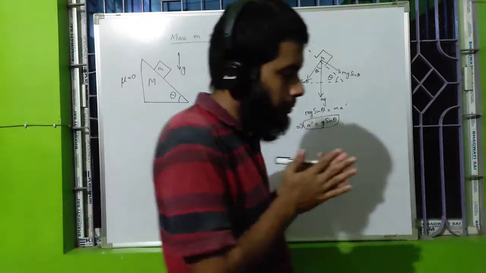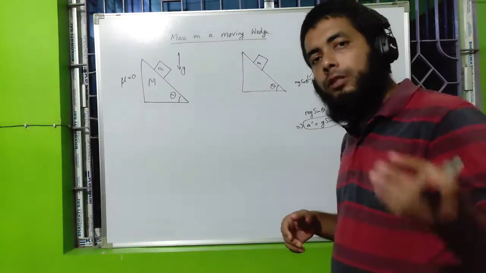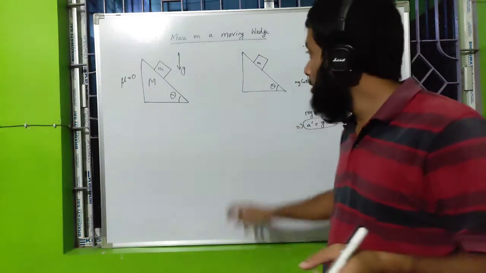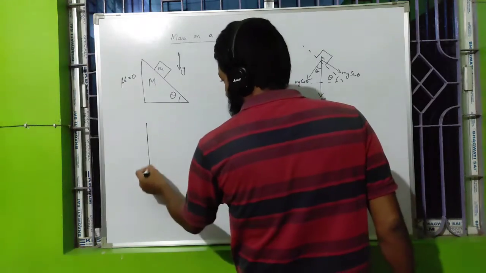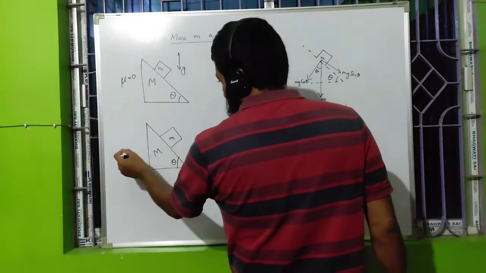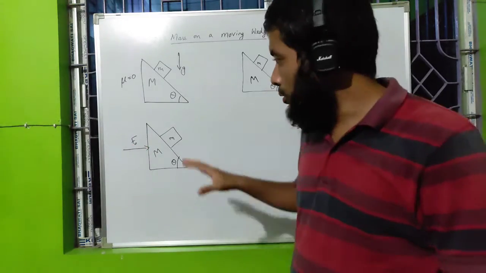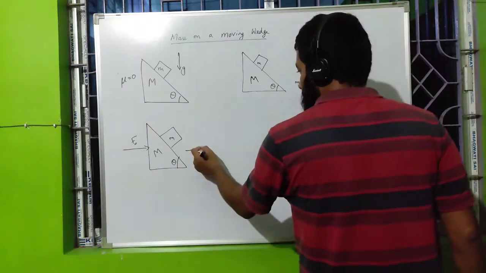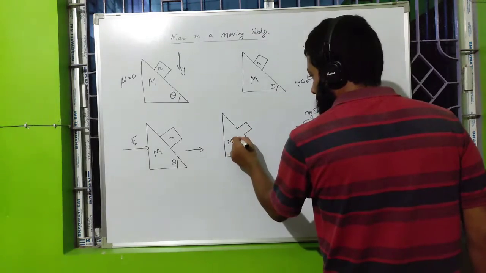Now let me introduce another idea. Let me introduce the force F naught, which is acting on this incline, and I am asking what should be the value of F naught such that this mass M and m move together. So it will be like this. This is M, this is m, this is theta. There is a force F naught acting on this system, and I am asking what should be the value of F naught such that this mass M and m move together. So this diagram can be redrawn like this. This is mass M plus m.